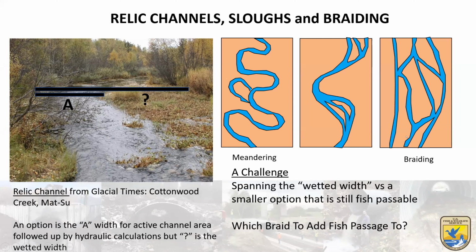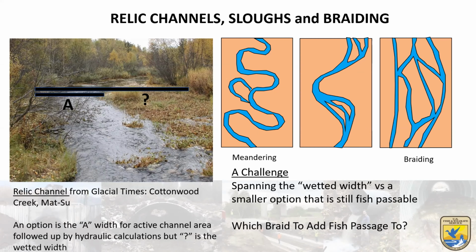In a braided system, the question is which of these braids do you add fish passage to if you cannot span this entire thing with a bridge? These braided channels move back and forth. The main flows go through various braids at different times of the year all the time.